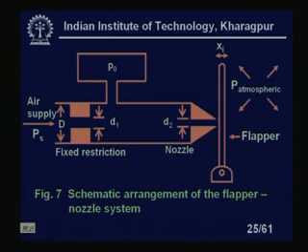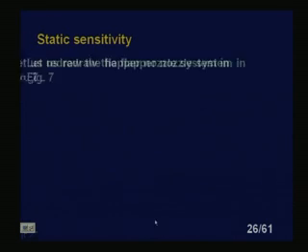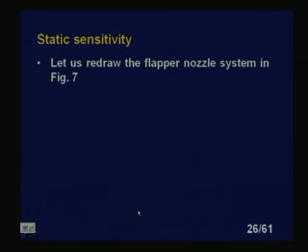Let us redraw the flapper nozzle system. We have just changed the position, it does not matter. The flapper can be on this side or that side, and the supply air can be on this side or that side, it does not matter much. It is the same circuit, the same flapper nozzle diagram, because we refer to this, that is the reason we have redrawn it in figure 7. Now, how will I compute the static sensitivity of the flapper nozzle system? Let us redraw it as in figure 7. It is the same as figure 7, there is no difference.